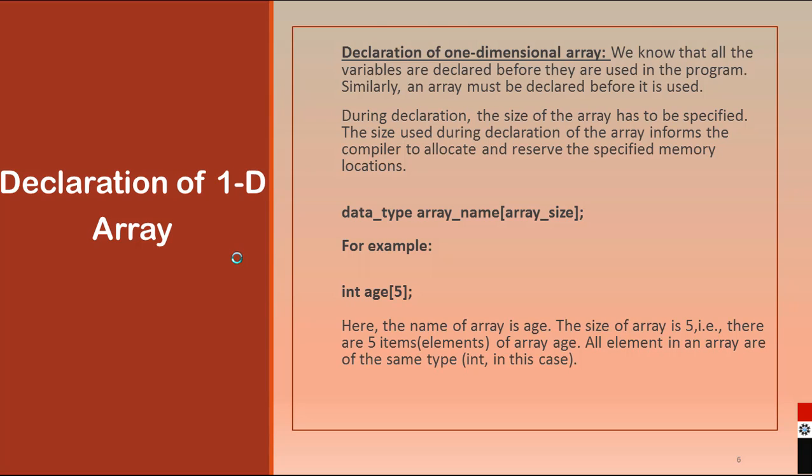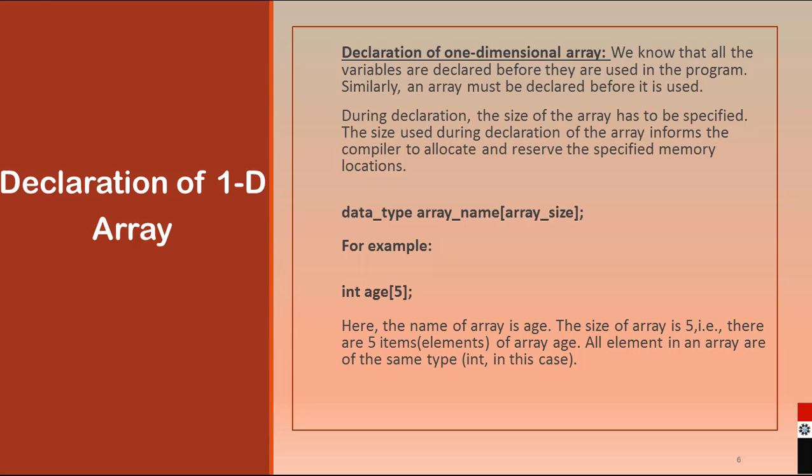The syntax for declaring arrays: data type, array name, then size of the array. For example, int age[5]. Int is a data type, age is the name of the array, and 5 is the size of the array. That means in this array, 5 elements are stored. An array index always starts from 0. For example, if an array variable is declared as age[5], then it ranges from 0 to 4.